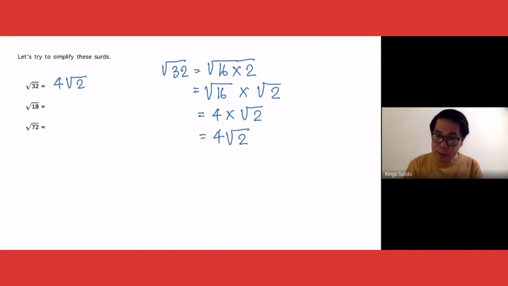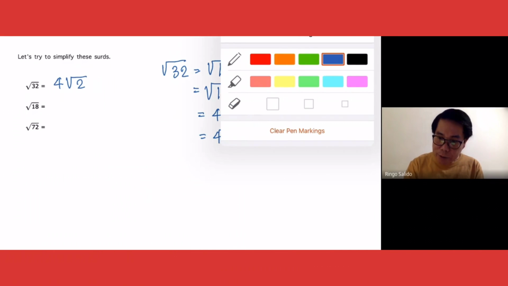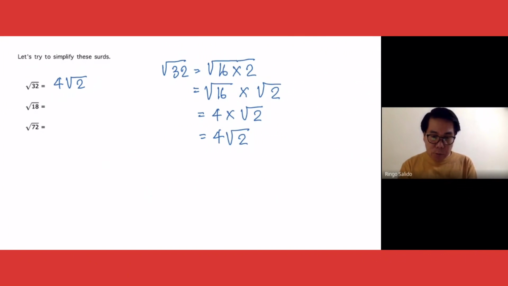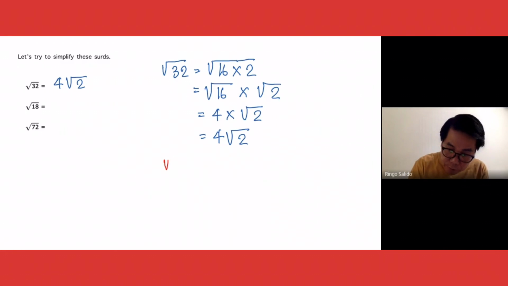Okay, let's proceed to the next one. I'm going to use another color, let's say red. So we have here square root of 18. Now, the factors of 18, where one is a square number, is 9 times 2. So 9 and 2 are factors of 18.